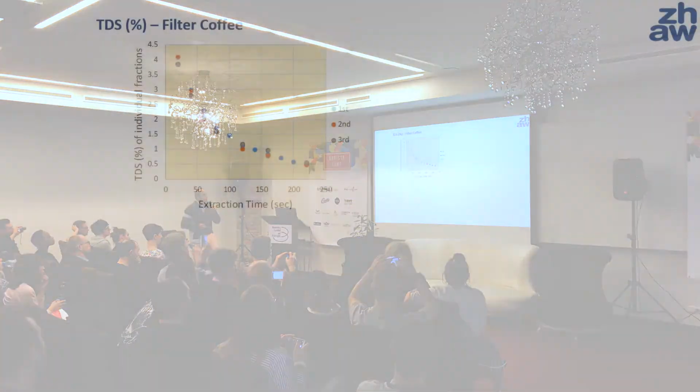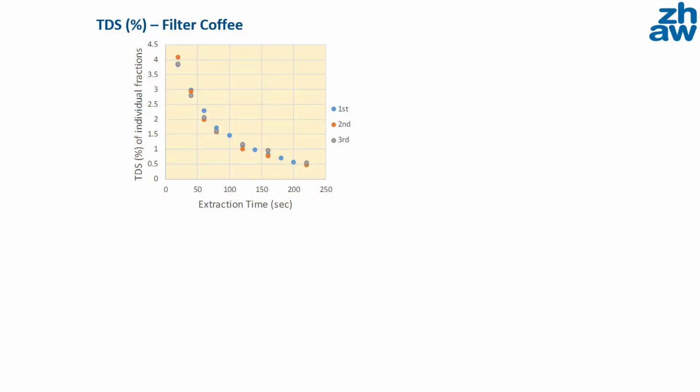And here now are the measurements of total solids. Here the total solids in the first fraction, the second, the third, and these are actually 3 repetitions. So we did experiments many, many times, and you see it's quite reproducible. For us as scientists, it's relevant to show that these are reproducible data, and not just one measurement that we did.